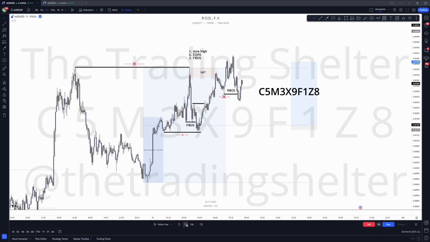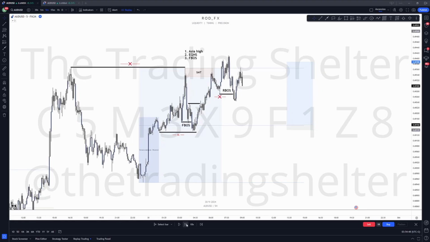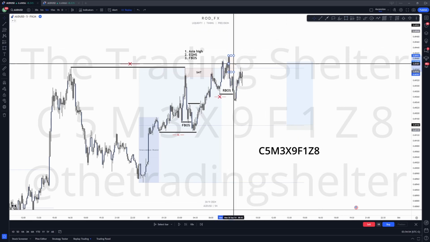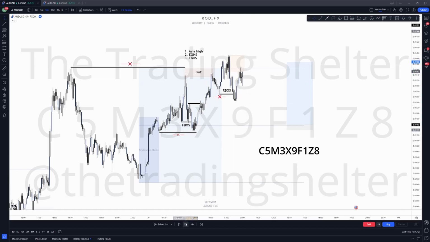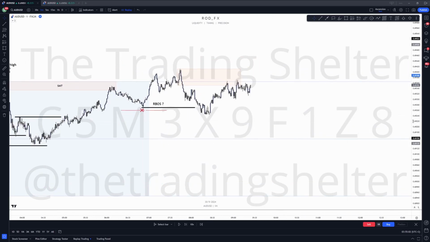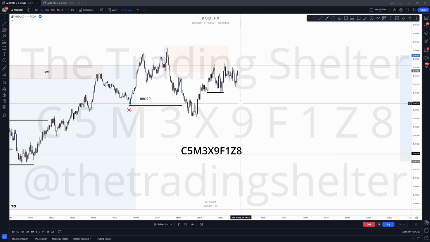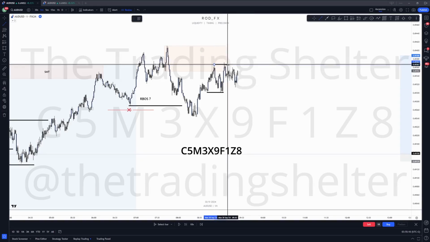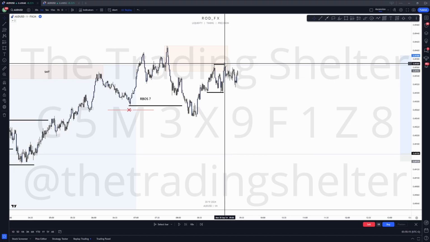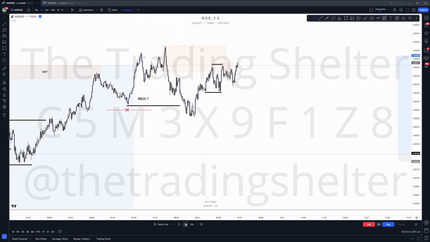Oh, okay. Now, okay. Coming back into that inducement POI. Okay. We'll check on M1 if there's something. So we had those equal highs. Confirmation of equal highs. Now, this would become maybe the inducement POI, and this zone should be respected.